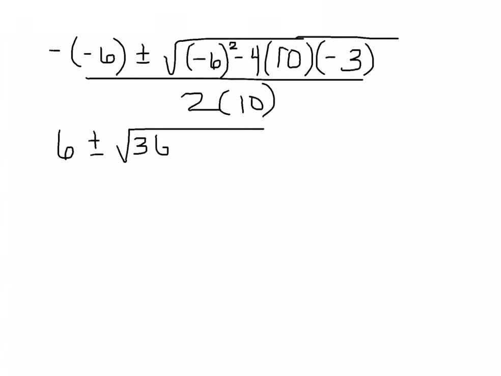36. What's negative 4 times 10 times negative 3? Positive 120. Good. Over what's 2 times 10? 20. What's 36 plus 120?